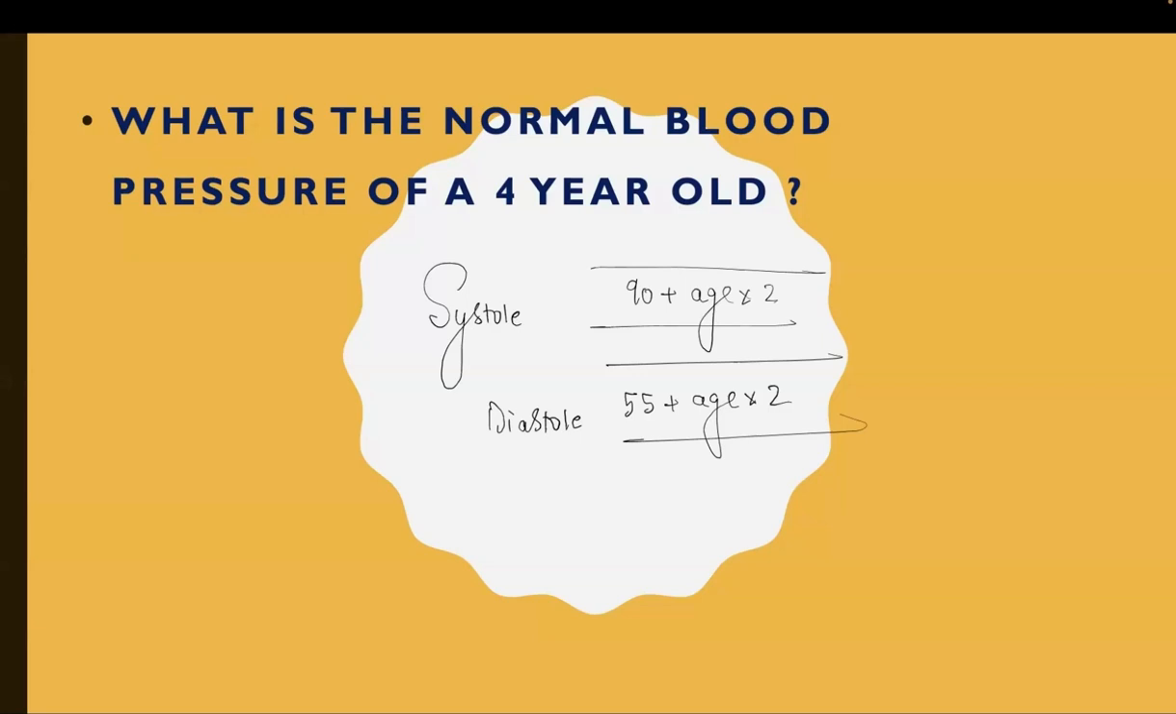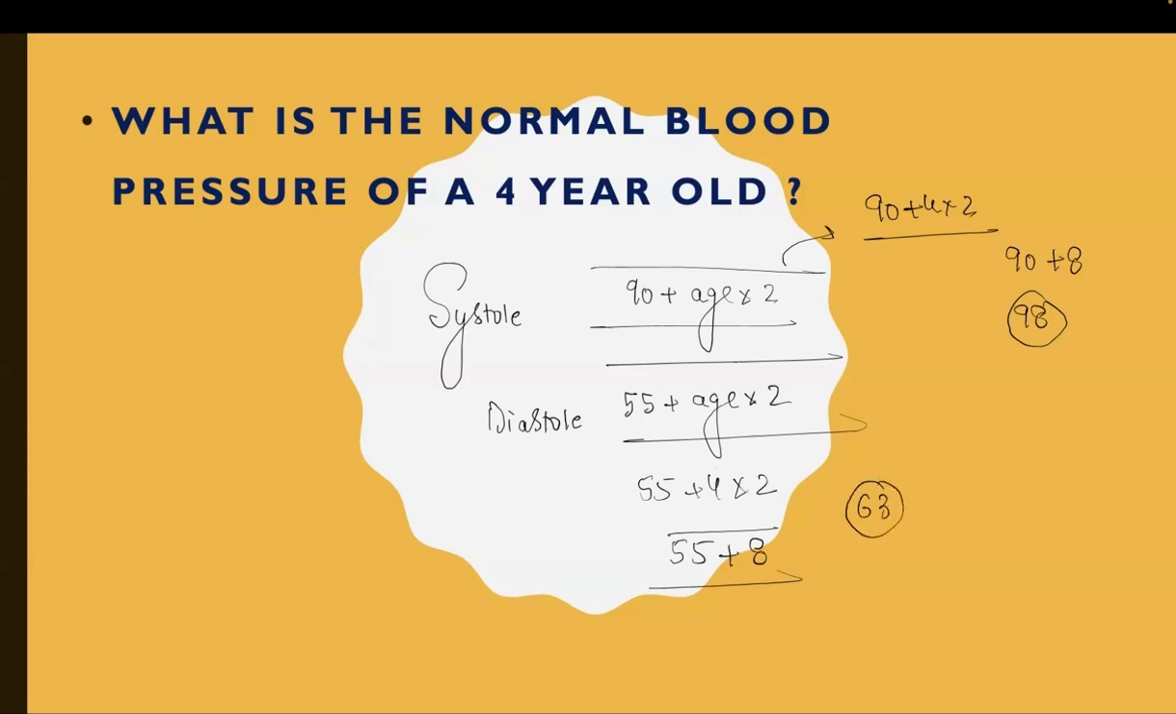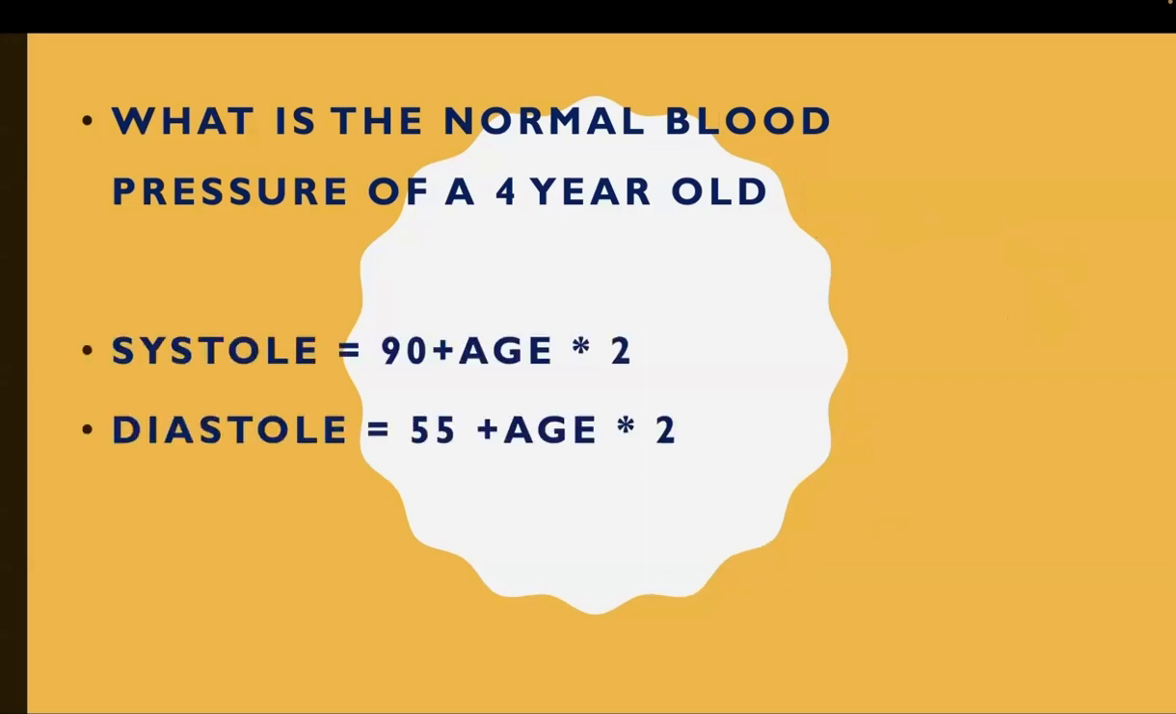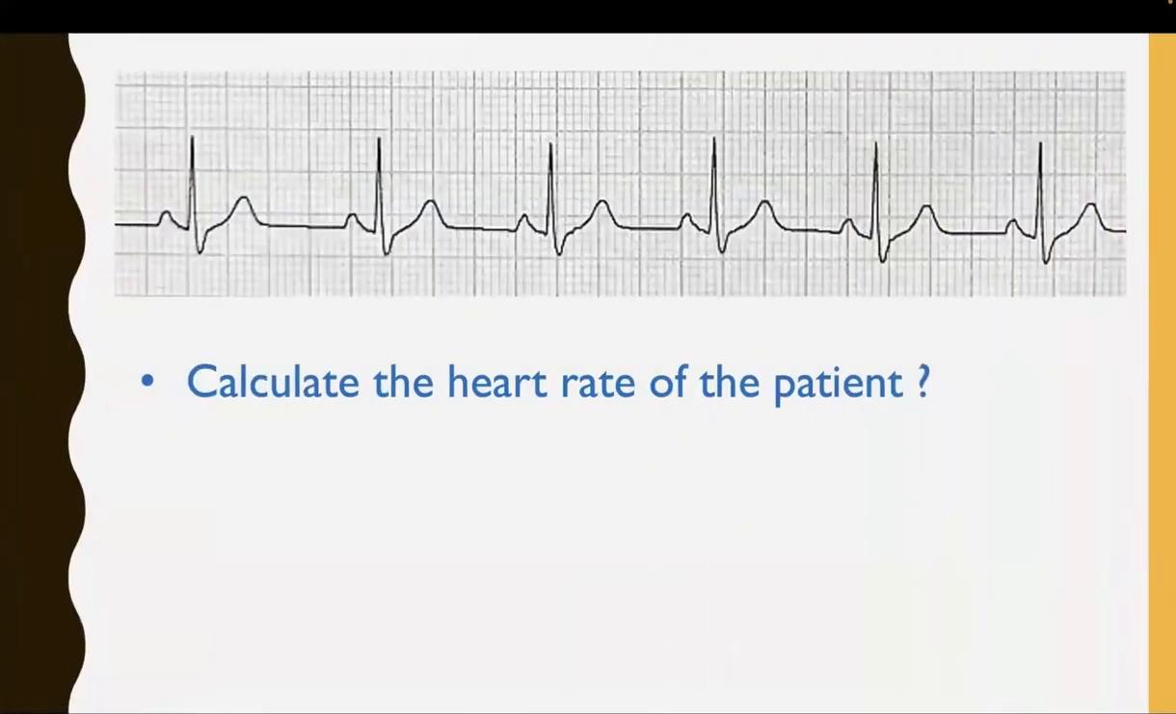So what is the age in this question? The patient is a 4-year-old. So what is the answer? 90 plus 4 into 2, that is 90 plus 8, so the total is 98. And 55 plus 4 into 2 is 55 plus 8, which comes to roughly 63. So the best answer for this question is 98 by 63. That is one answer you should know. Now, the next important point. I hope this much is clear for you.